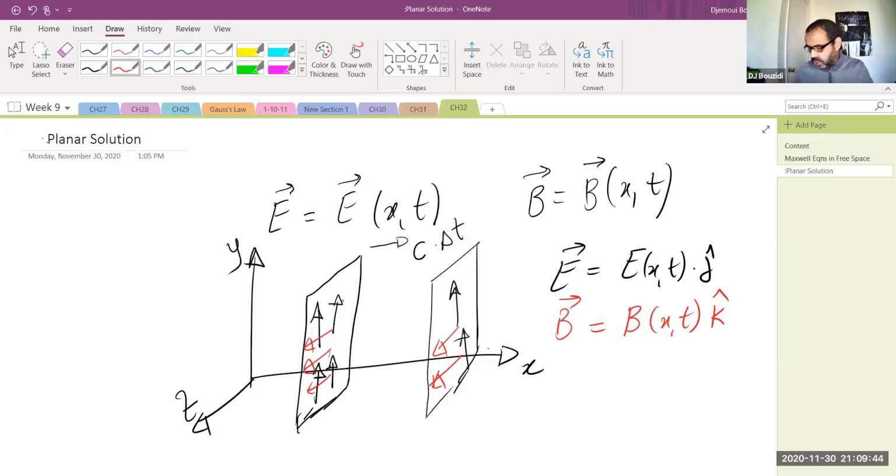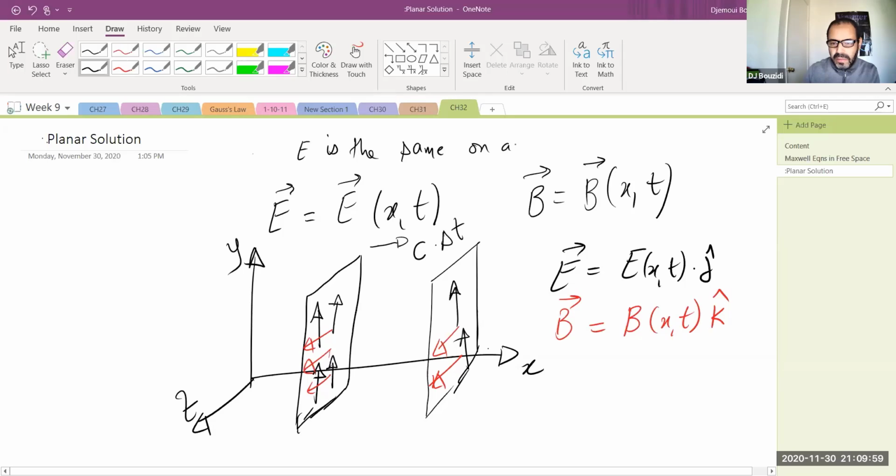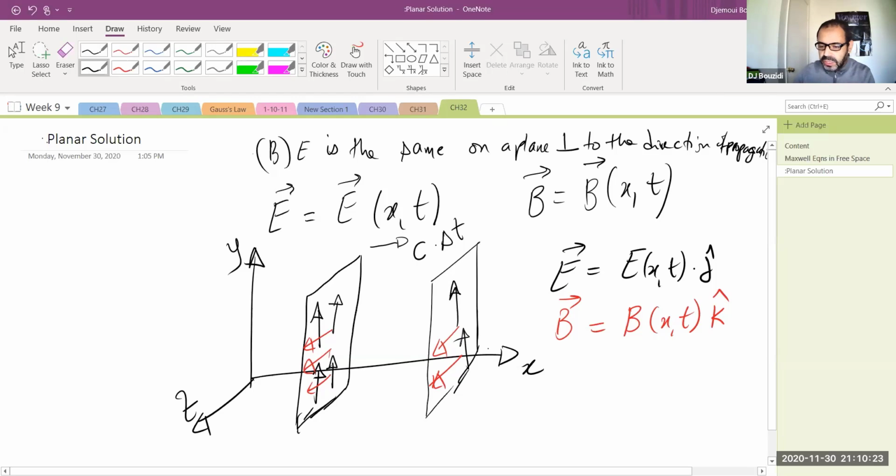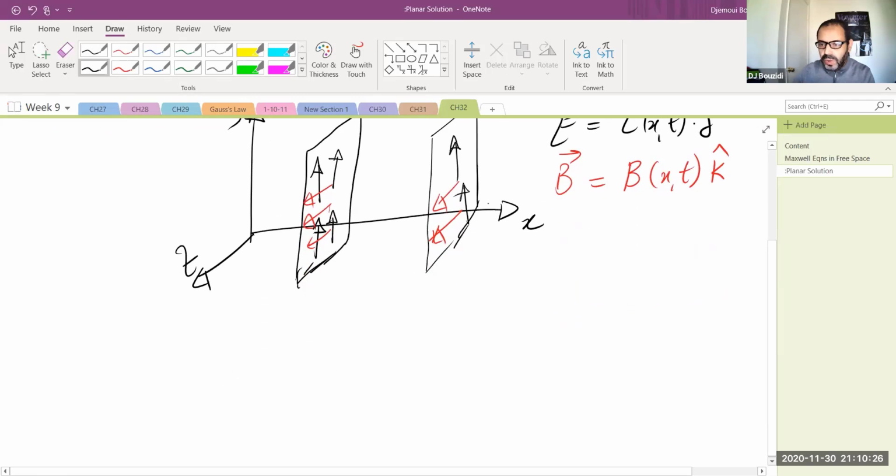So this is the so-called planar solution. That's what the planar solution looks like. So E is the same on a plane perpendicular to the direction of propagation. When I say E, I meant also B too. Both of them have the same thing, but they don't have to be necessarily the same. So let's explore this possibility for these equations.